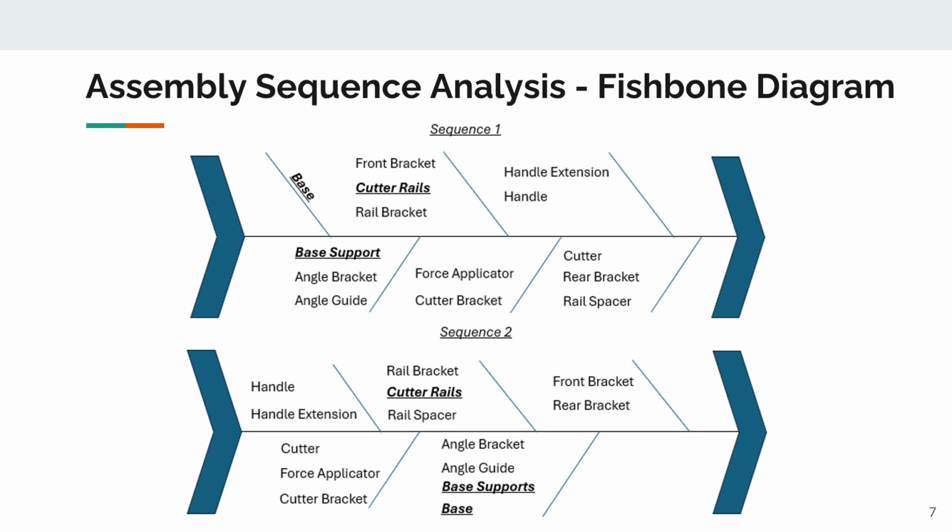Sequence 2 is for both the tile cutter and the glass cutter, and to make it more efficient we delay differentiation and we start off with the handle, the cutter components that are common, and then we move to the differentiated cutter rails, base supports, and we finish it off with the front and the rear bracket.